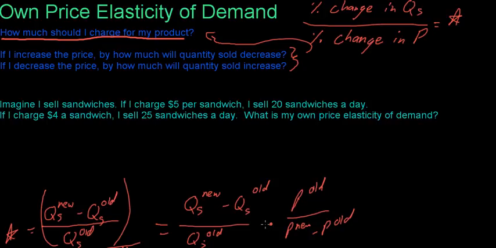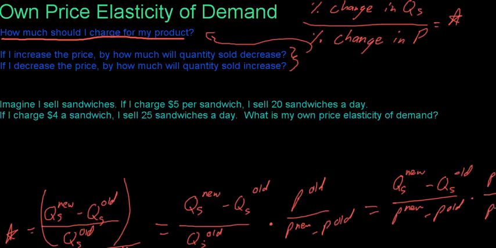And so then what I do is I bring this over here and this over here, and I'll just write this out one more time. So another way of rewriting this is quantity sold new minus quantity sold old over P new minus P old times P old over Q old. And so this is the one that I remember. And again, this is just the percentage change in quantity divided by the percentage change in price with a bunch of different algebraic manipulations.